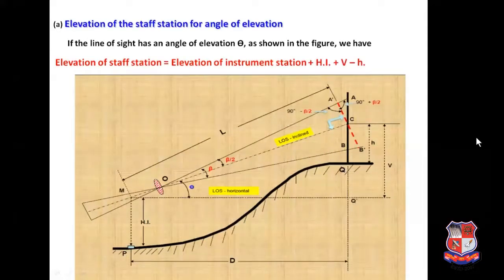Now, the elevation of the staff station for the angle of elevation. If the line of sight has an angle of elevation theta, as shown in the figure, the elevation of the staff station is equal to the elevation of the instrument axis, means this one, plus V minus H.